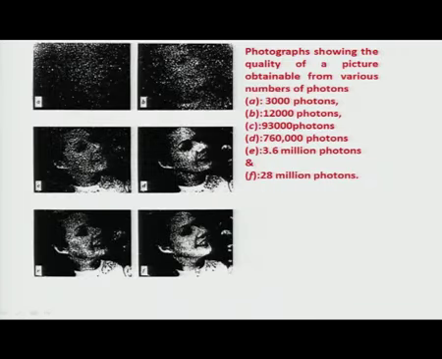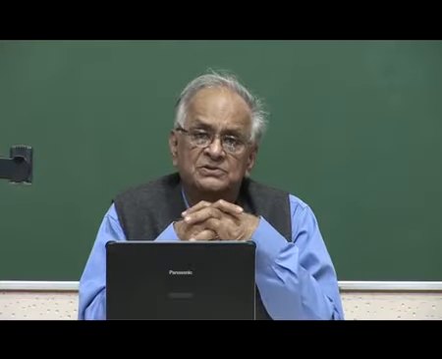And so, therefore, this is a remarkable series of photographs showing the photograph of a young girl with a finite number of photons. The top left hand photograph corresponds to 3000 photons. Each spot here corresponds to 1 photon, and slowly as the number of photons increases, the last one corresponds to 28 million spots. Quantum theory gives us a probability distribution for the arrival of the photons.